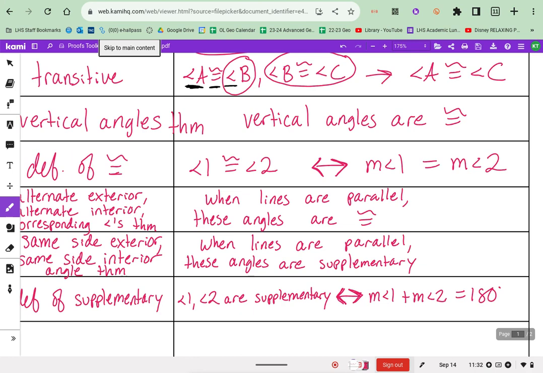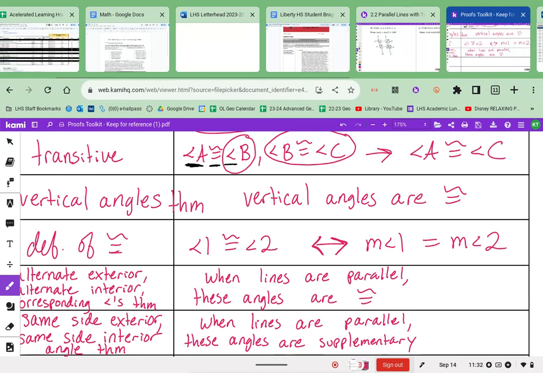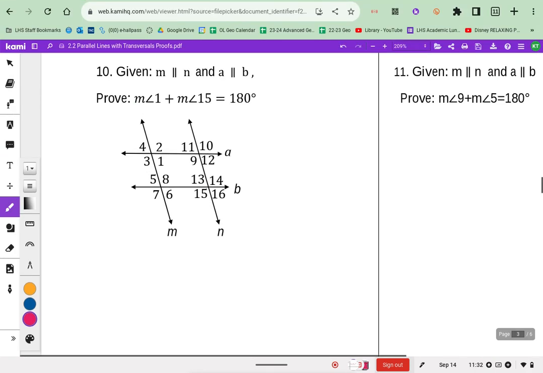Okay, so let's look at how we might use these. So go back to your proofs and let's look at number 10. Okay, so I'm going to give you a second to mark up your picture and talk to your group about what kind of connections you can make between angle 1 and 15. Ready, go.